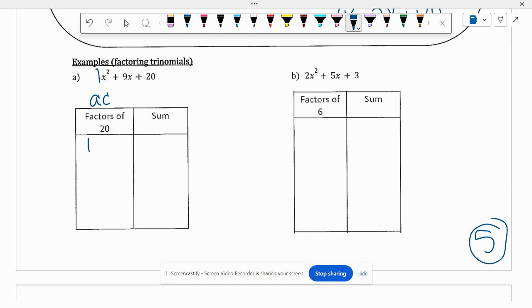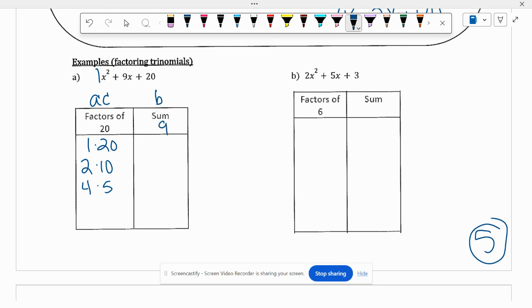I'll start you off. 1 times 20. What else? 2 times 10. Okay, what else? 4 times 5. Okay. Is there anything else? Yep, that's it, right? We've met them all. Okay. So what is the sum we're looking for? The sum is the B value. So what is the sum that we're trying to find?